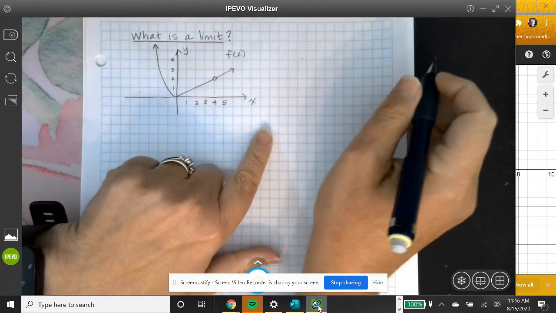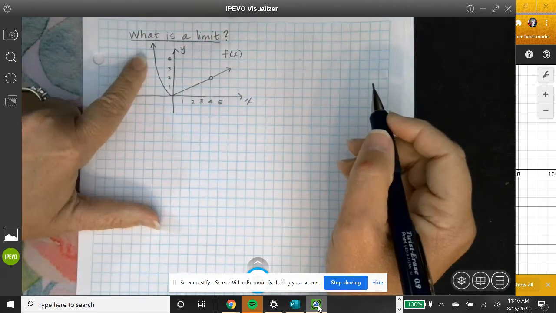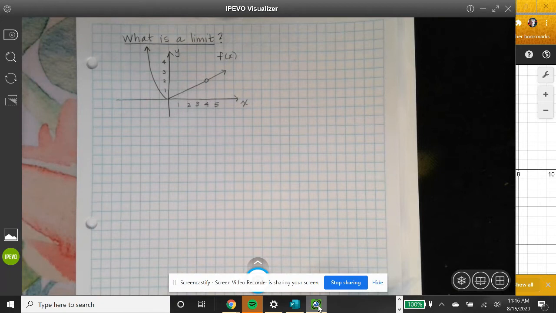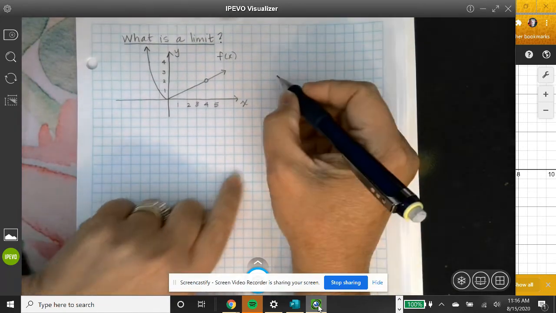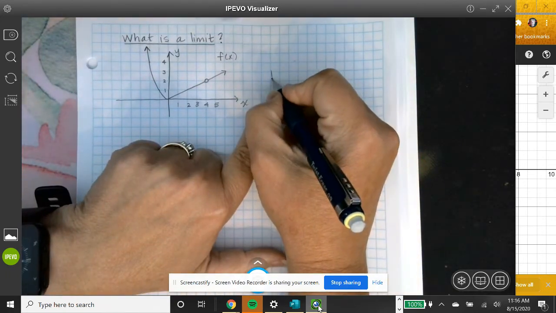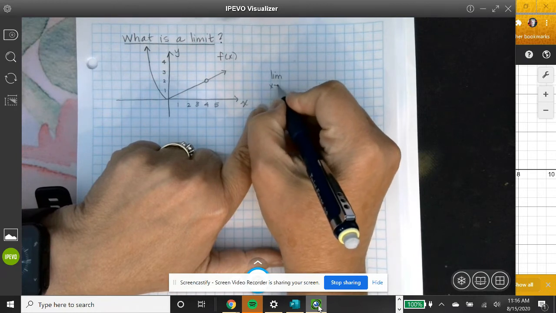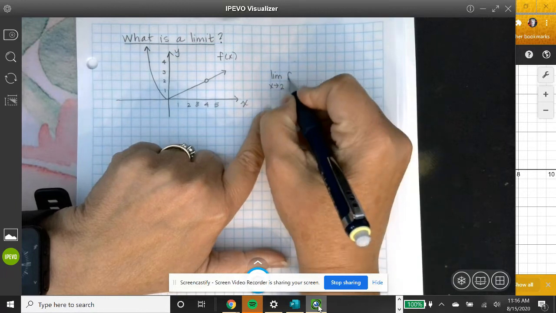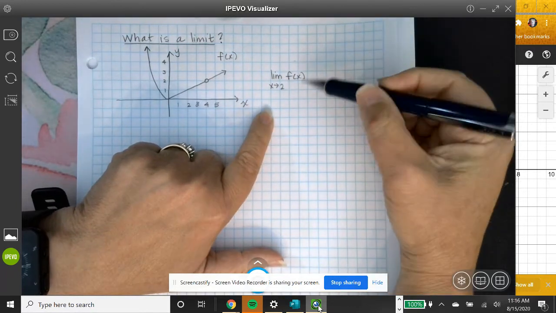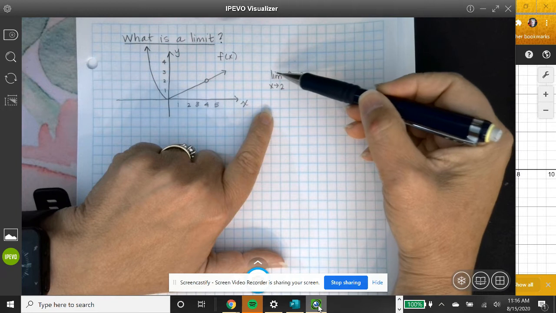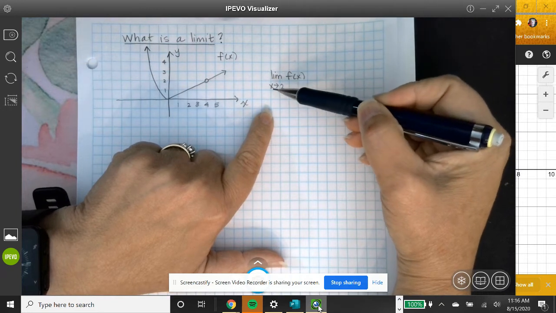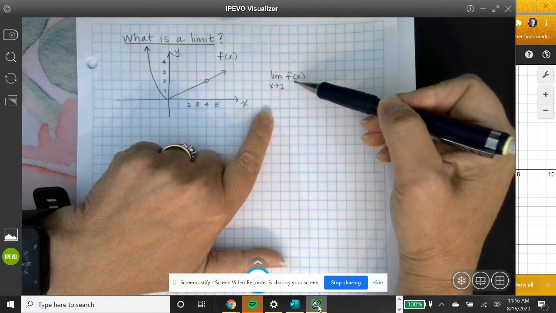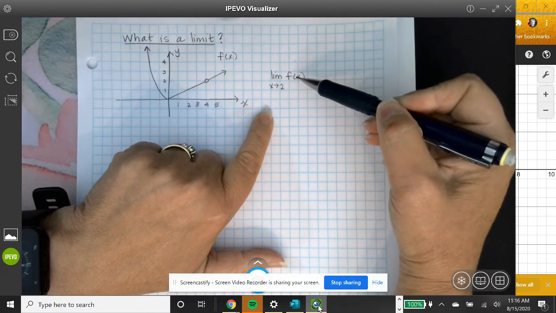So, for example, I've drawn a picture of a function I call f of x here, and it's got a removable discontinuity at x equals 4. All right, and so let's say I want to find the limit as x approaches 2. And this is the notation that you would use. The limit, LIM, is short for limit, and x approaches 2 has to directly be beneath the LIM, and then f of x is in line with the LIM here, okay?